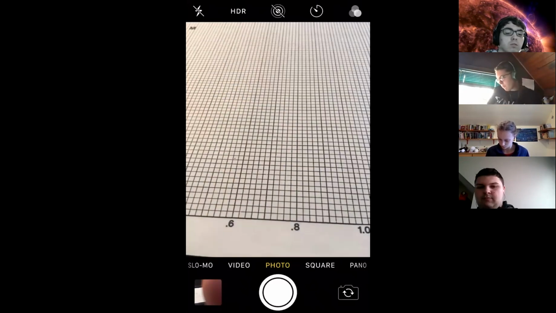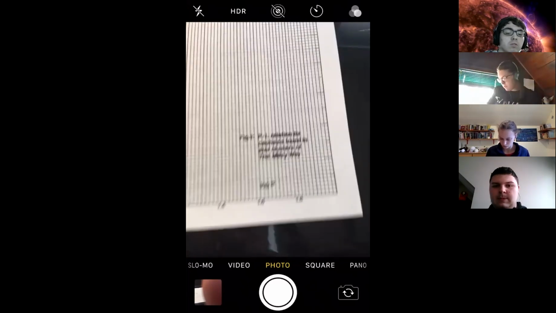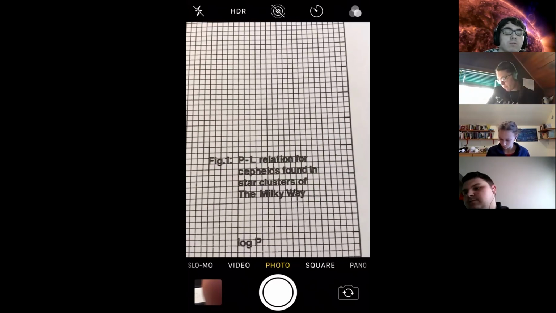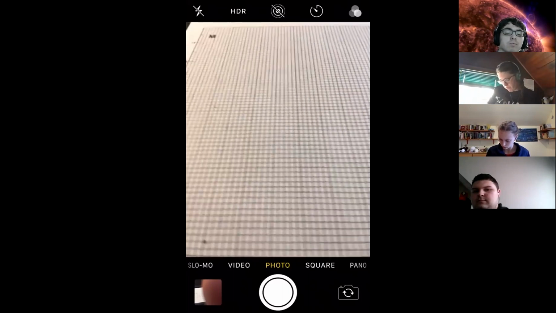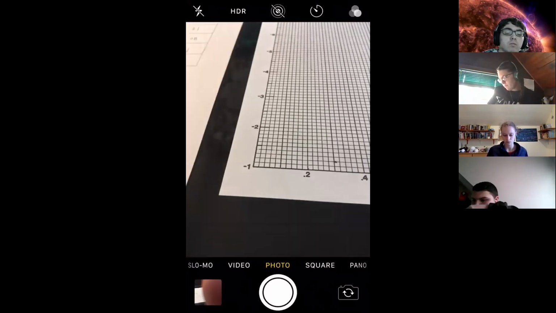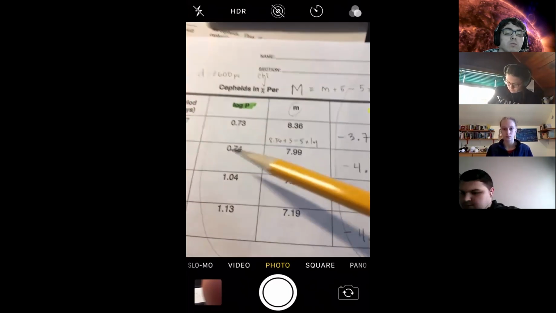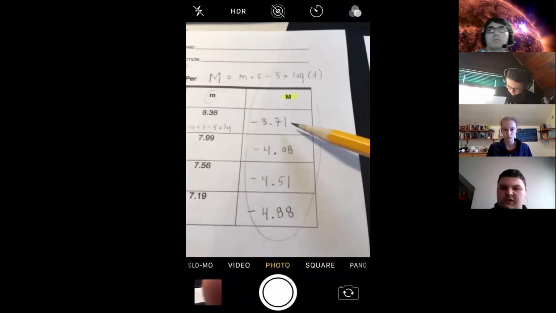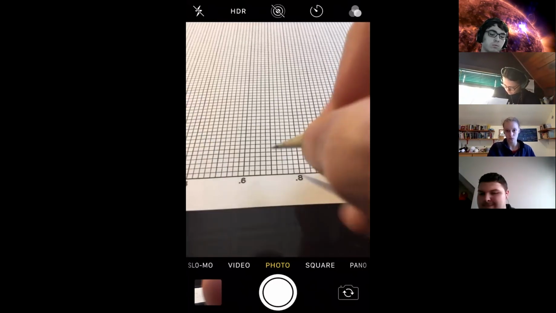It'd be like 16-5. Yeah, it looks like this. It says figure 1, period luminosity relationship. Okay, we're going to have to be smart about this. Our first data point is 0.73 versus negative 3.71. So where would 0.73 be here? This is 0.7, right?